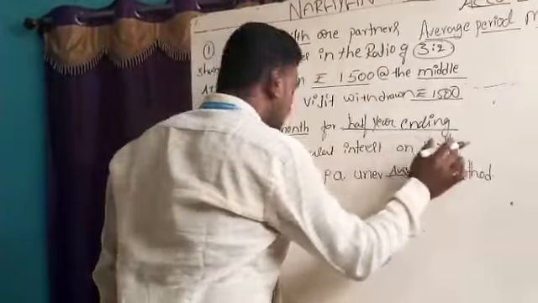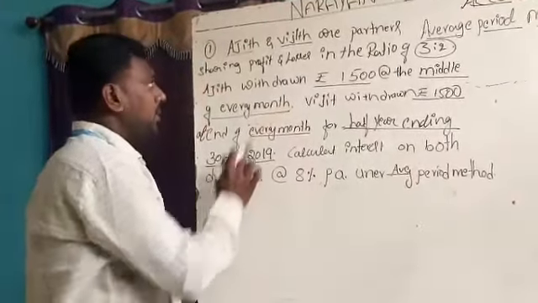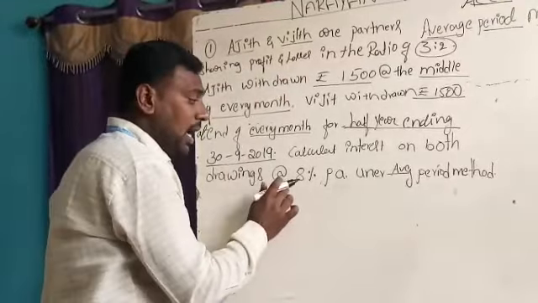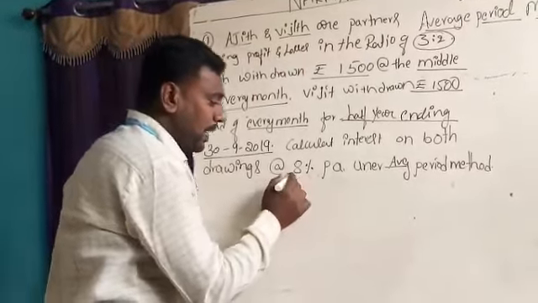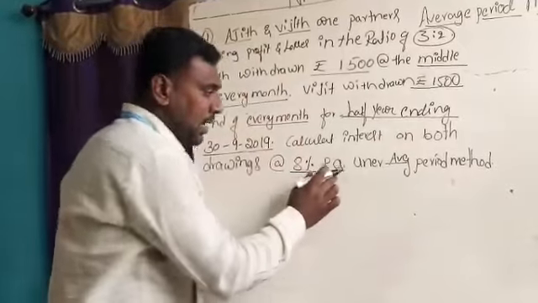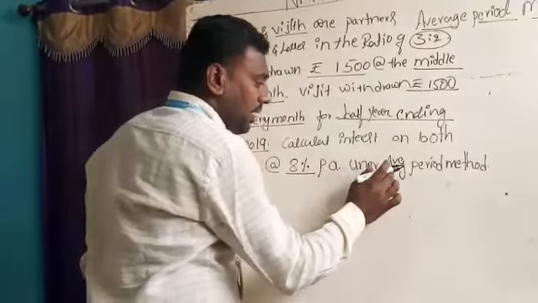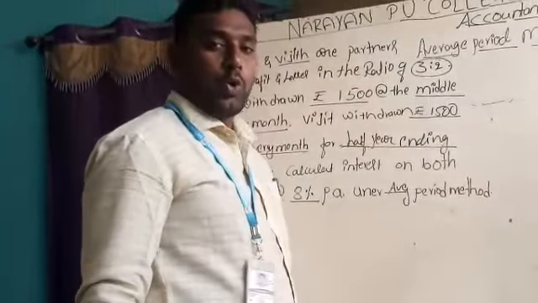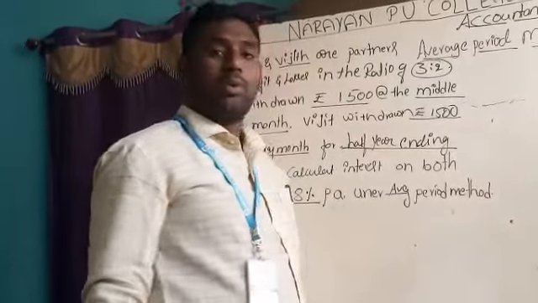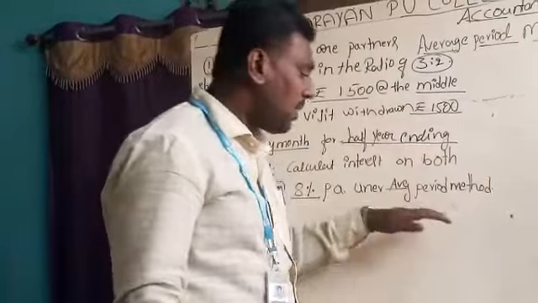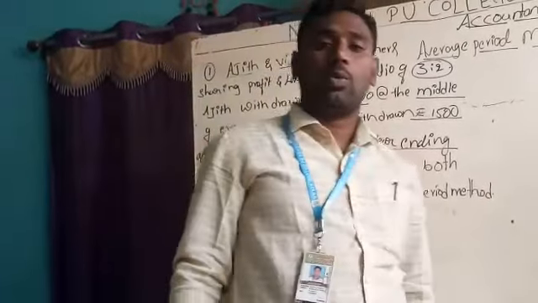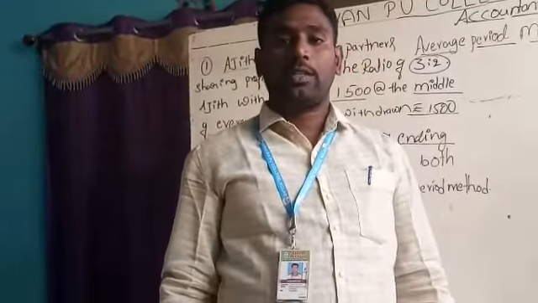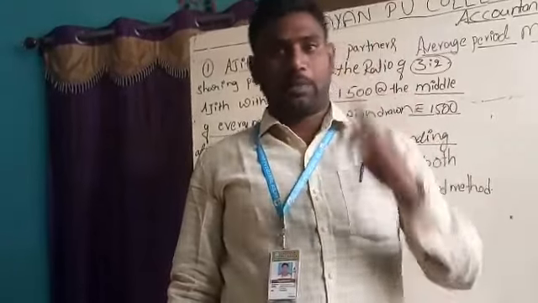Calculate interest on both drawings, that means Ajit's and Vijit's drawings, at 8% per annum. The rate of interest is 8% per annum under the average period method. So this is the question in which the information is given. With the help of this information, we have to calculate interest on drawings by following 3 steps only.